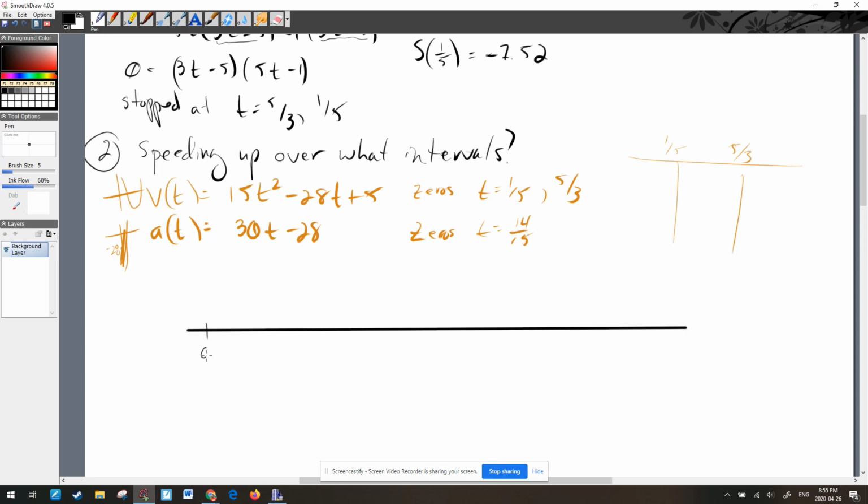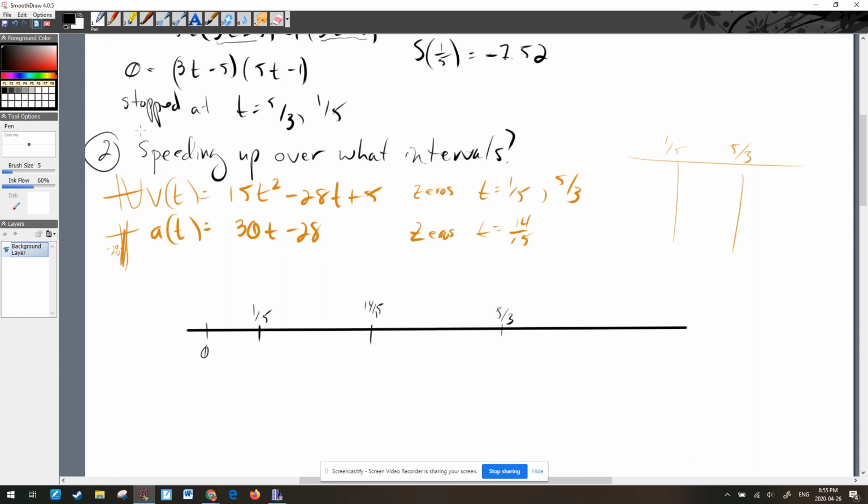And I'm going to say, all right, well, this is 0. And I'm going to add these other relevant values in. So 1/5 is here, 1/5. And then the next value that comes along is going to be 14/15. So out here, 14/15, and then 5/3, 5/3. Okay, so those are relevant.